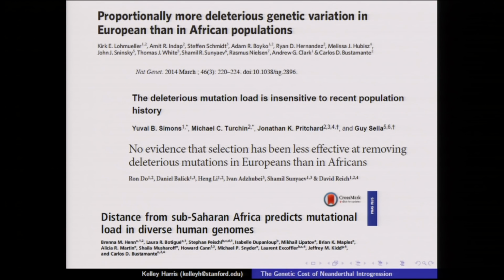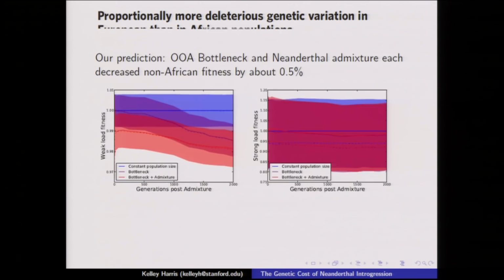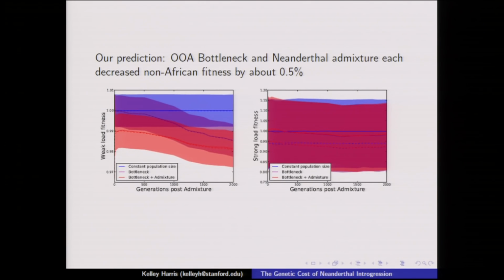And I just want to talk briefly about what the impact of that could have been on human fitness. So there's been a lot of debate about whether smaller bottlenecks outside of Africa could have impacted the deleterious mutation load, made it higher outside of Africa than within. And basically, we did some simulations indicating that Neanderthal admixture could have had an impact around the same order of magnitude as the out-of-Africa bottleneck on human fitness.